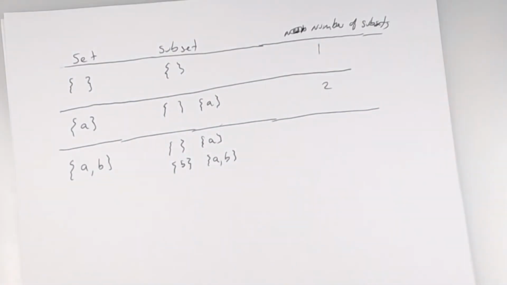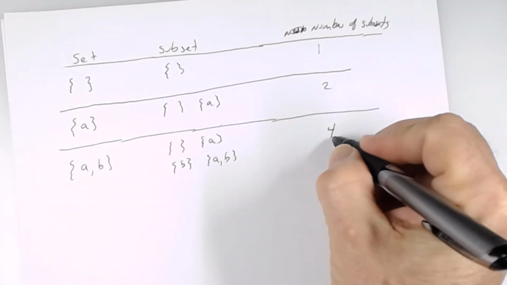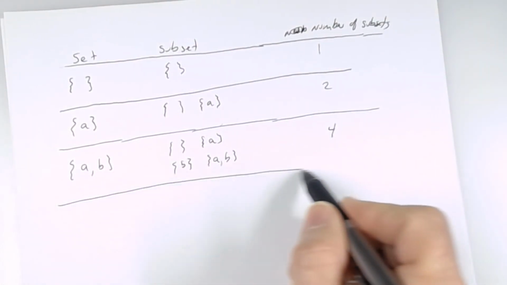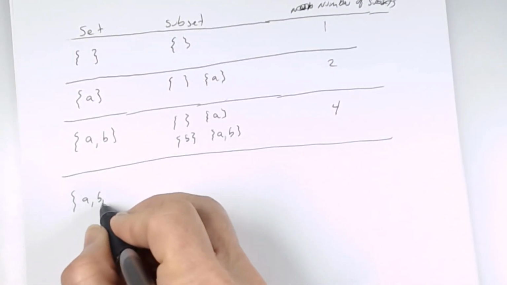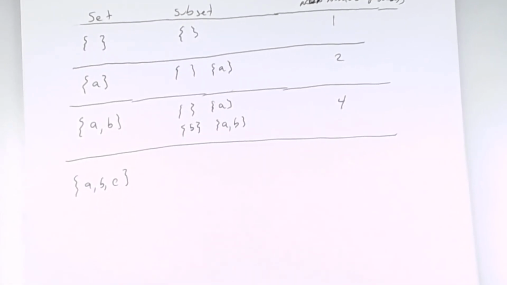Right? So how many subsets are there? 4. Okay. A, B, C. All right, so now we're not going to go further than that because it'll take forever. We could easily miss one.